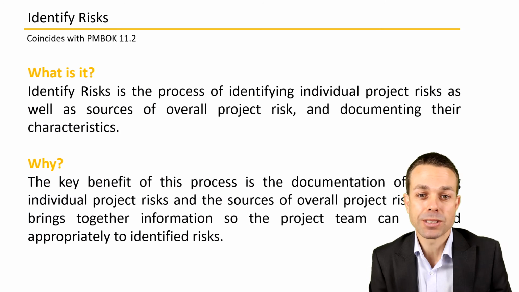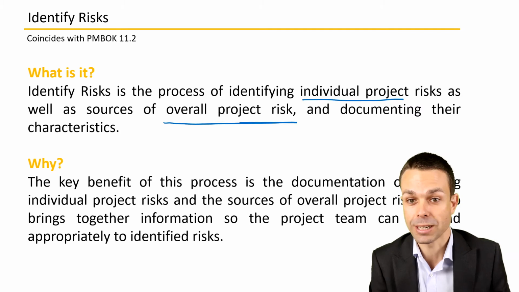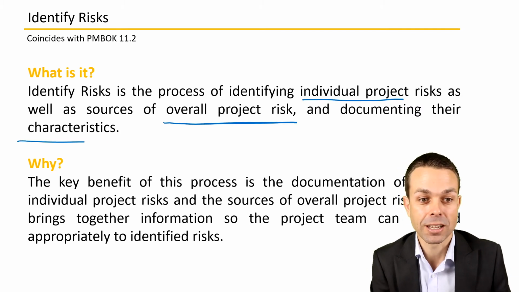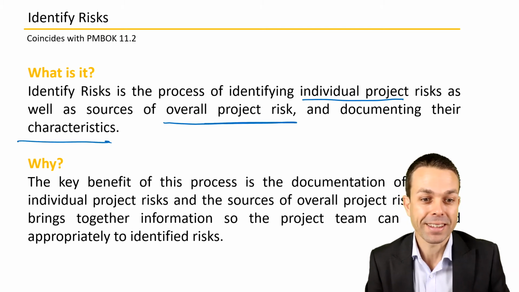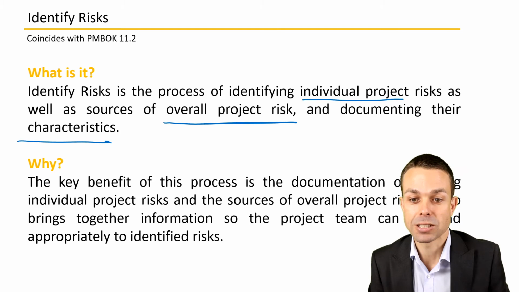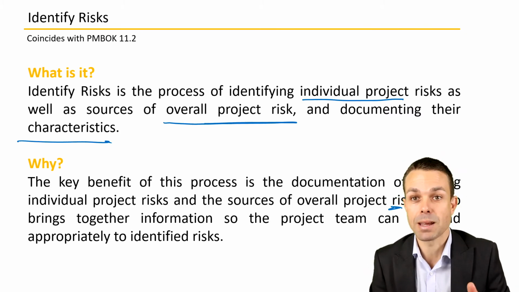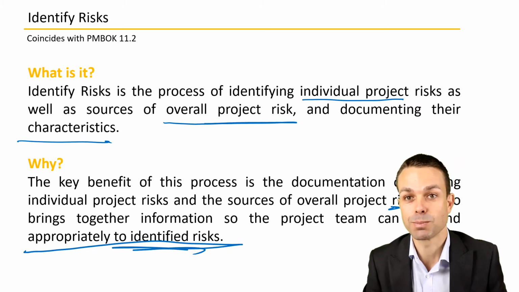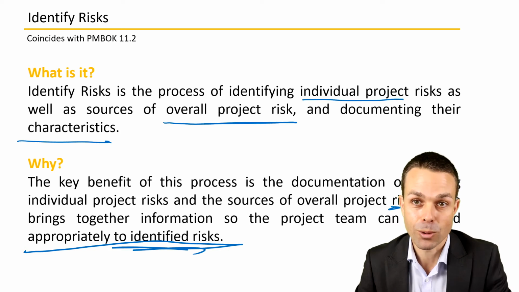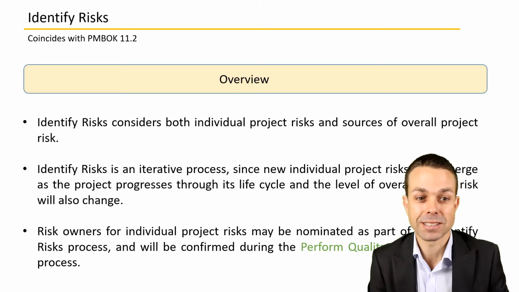Identifying the risk is the process of identifying individual project risks as well as the sources of overall project risk and documenting their characteristics. So who owns them? Where do they sit? What's the probability and impact of them happening? The key benefit of this process is that the documentation of existing individual project risks and the sources of overall project risks are documented correctly. So now everyone is on the same page. Everyone can appropriately respond to those identified risks because they're made public for everyone in the project and in the organization to know about.